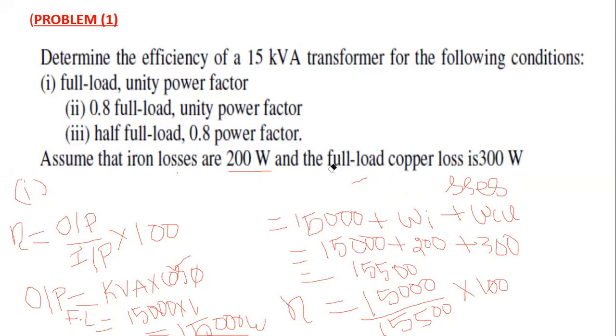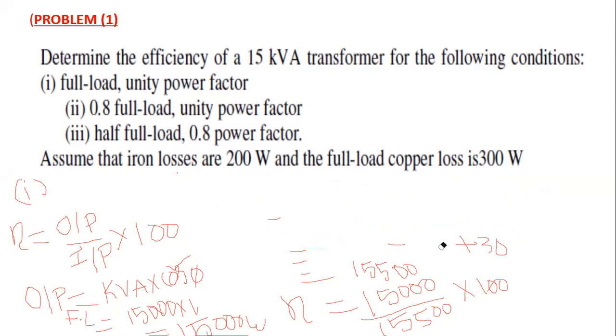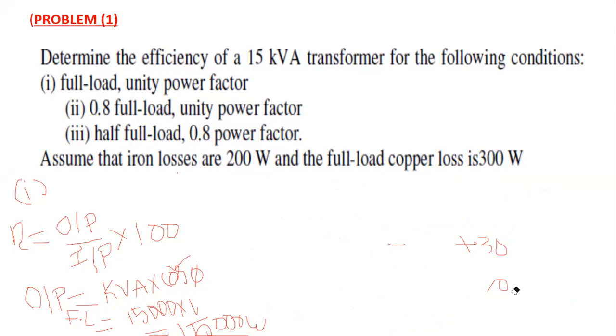Next, we are calculating the 0.8 full load output. There is a change. If the load is changed, there is a change in the output and also in the copper losses. The iron losses are fixed, because this type of loss is due to the iron part. Therefore, for changing the load, the iron losses do not change. Only the copper losses and the output will change.